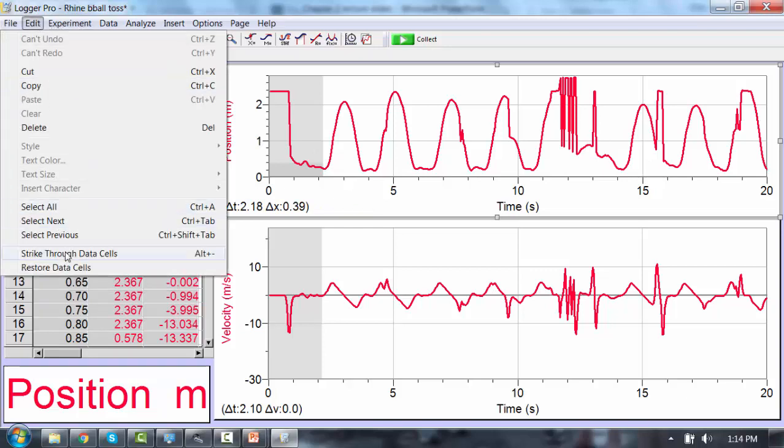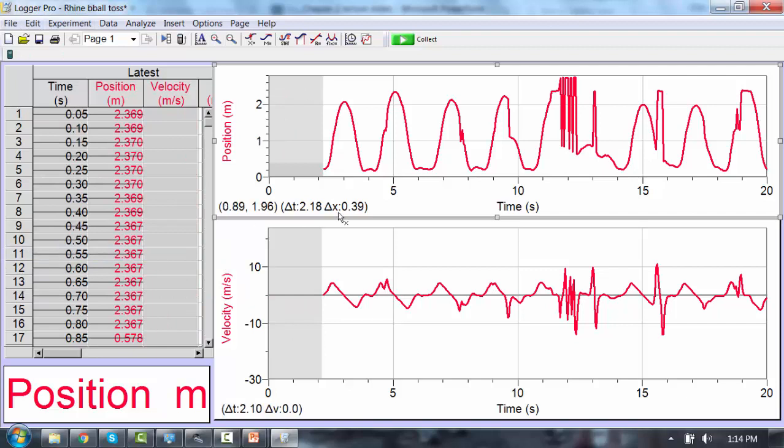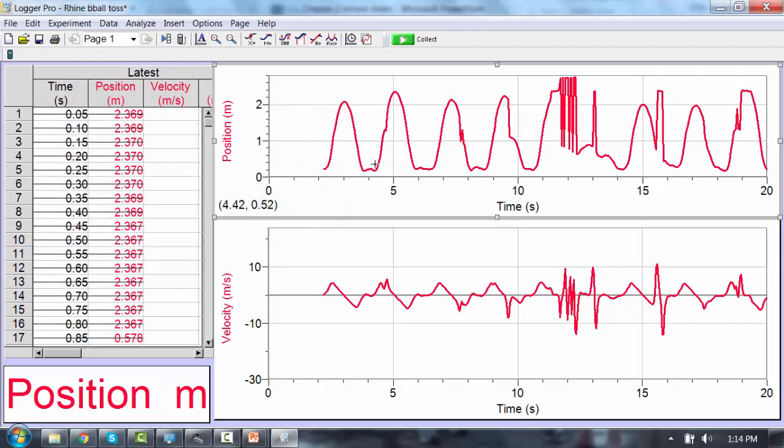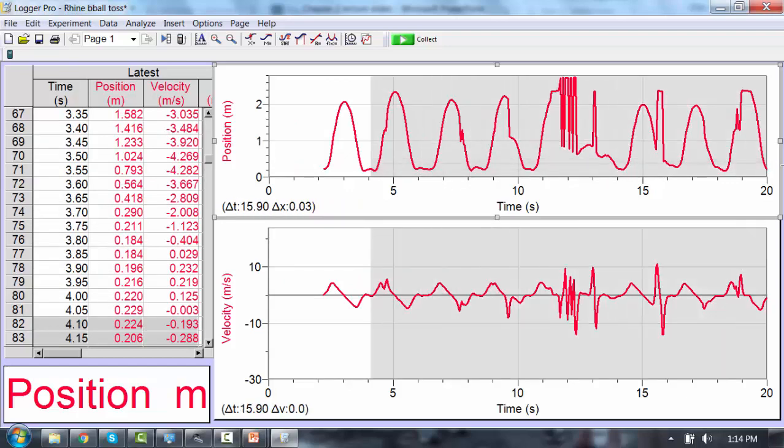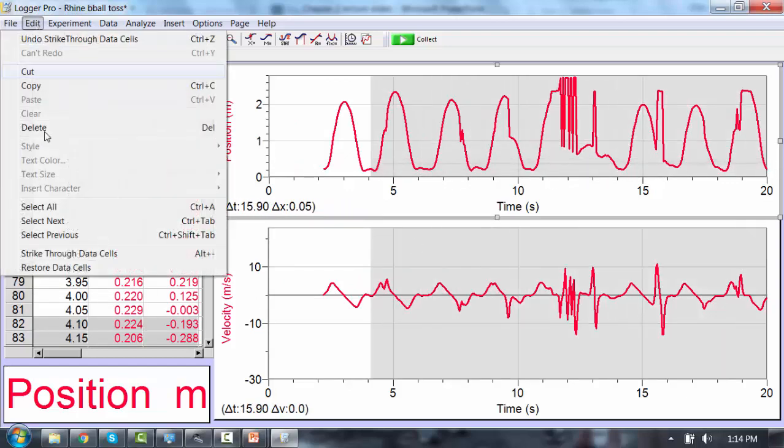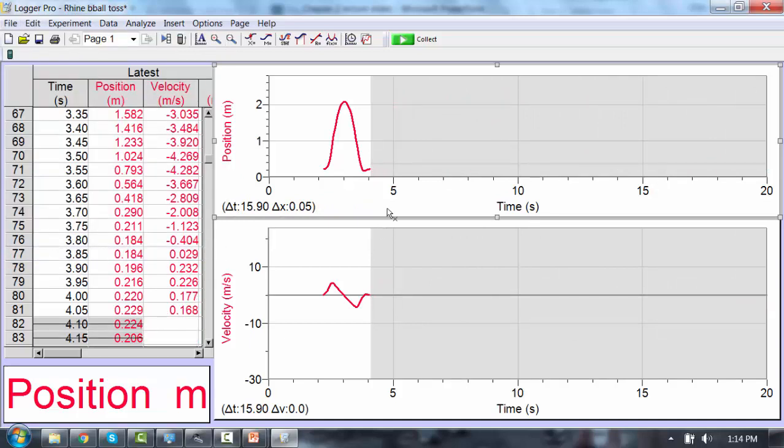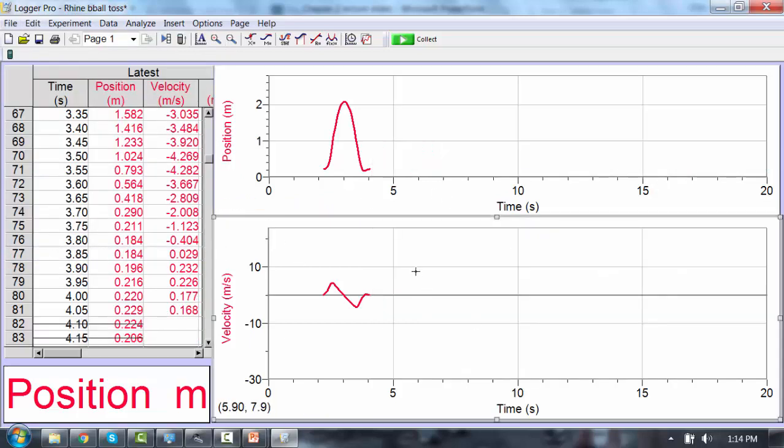I'm going to strike through those data cells, and it'll blank those out so I don't need to look at those. And the same thing for all this other data at the end of the data set. I'll go under Edit, I'll strike through those cells. And so now all I really care about is this section of the graph.